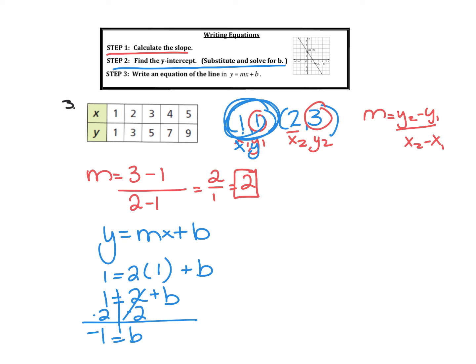All right, so now I have a slope and now I have a y-intercept. We're just going to plug it back in to that y is equal to mx plus b. We're going right back up to here. So I have y is equal to, I have a slope of 2, and I have a y-intercept of -1.